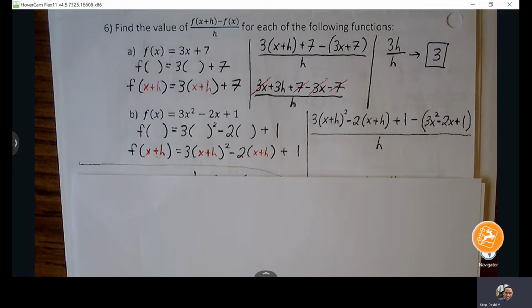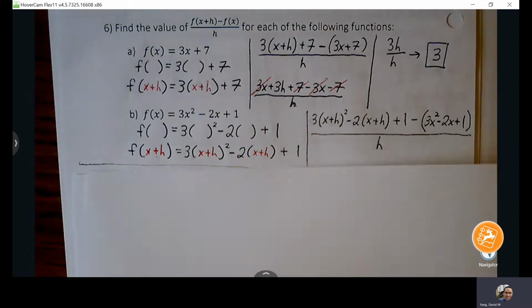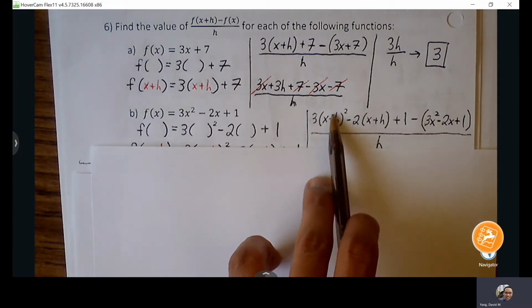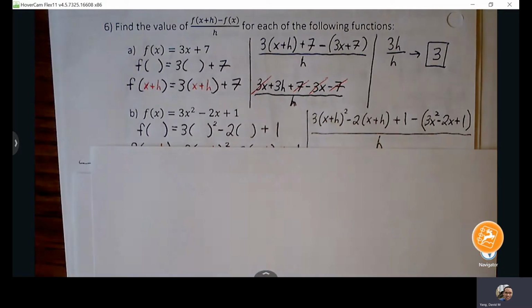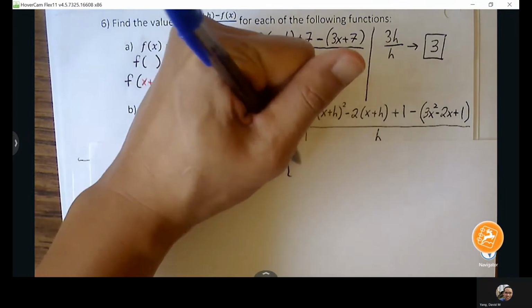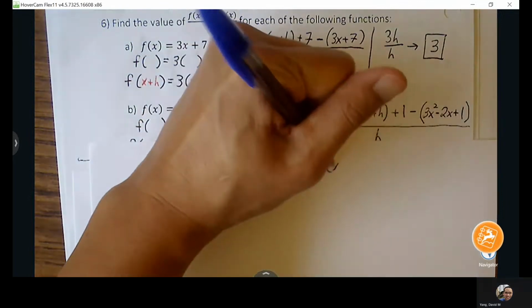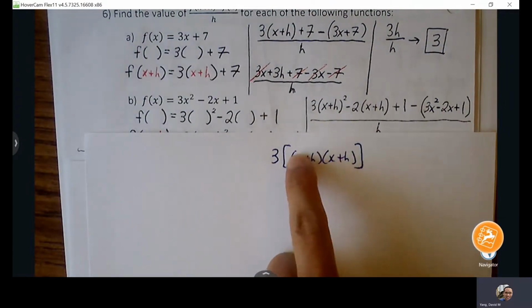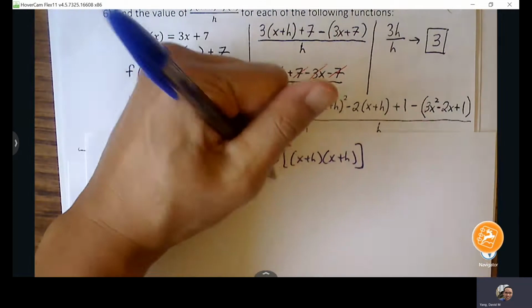I do want to point something out, though, as this came to my attention from the previous period: how would you expand this 3 parentheses x plus h squared? 3 parentheses x squared plus 2xh plus h squared. Good. So order of operations. Okay, we can't distribute the 3 first and then square. The exponent is going to take precedence, so we have to basically do this part first. Once we FOIL this out, then the 3 can take its turn and distribute through.